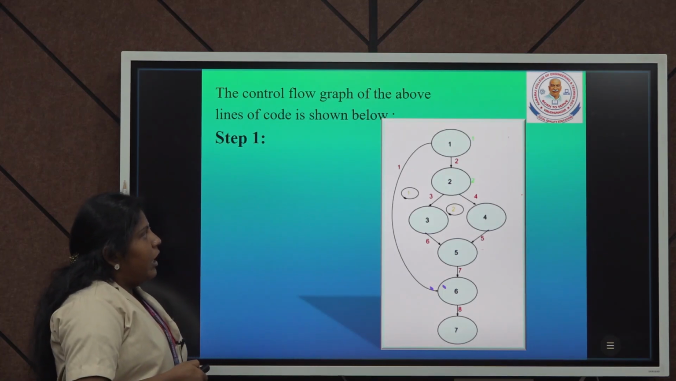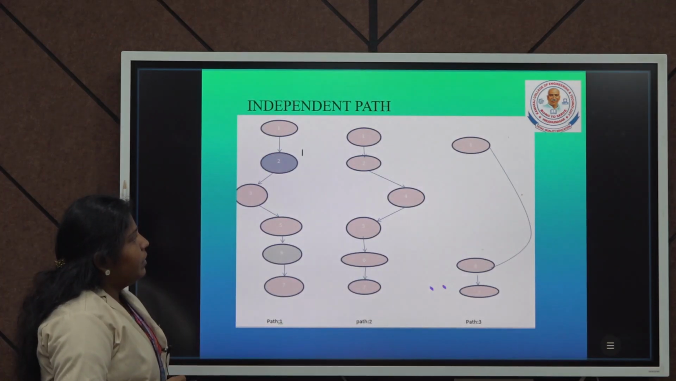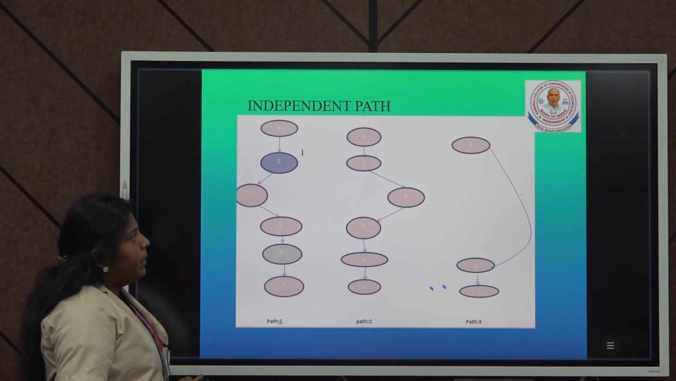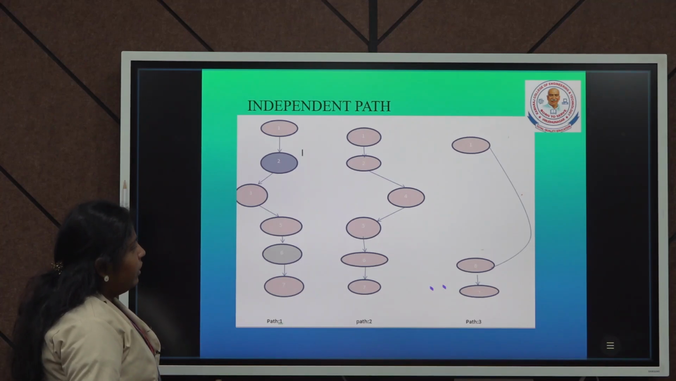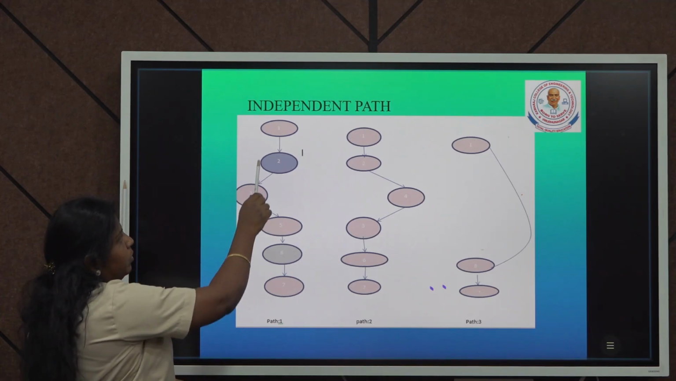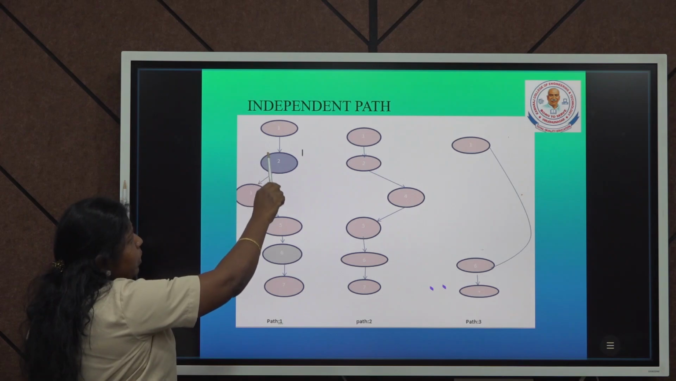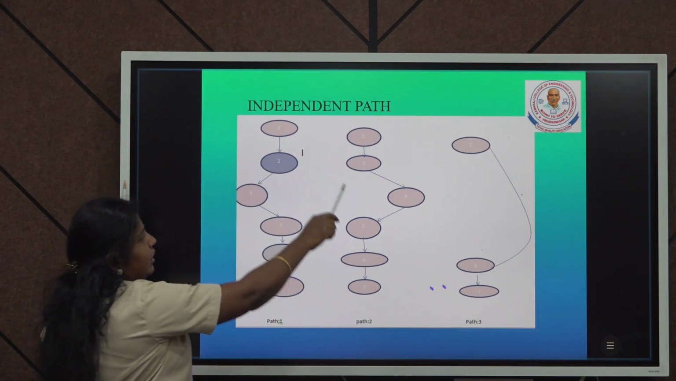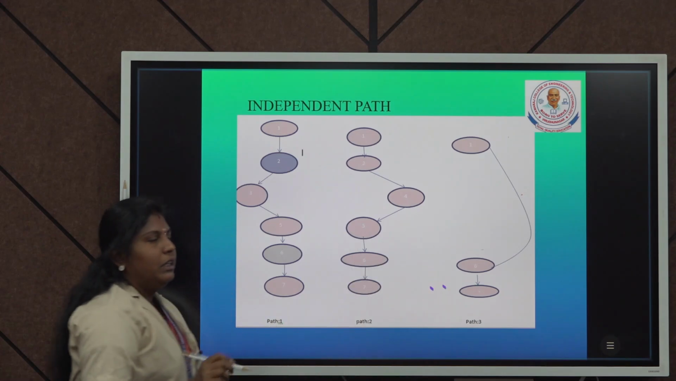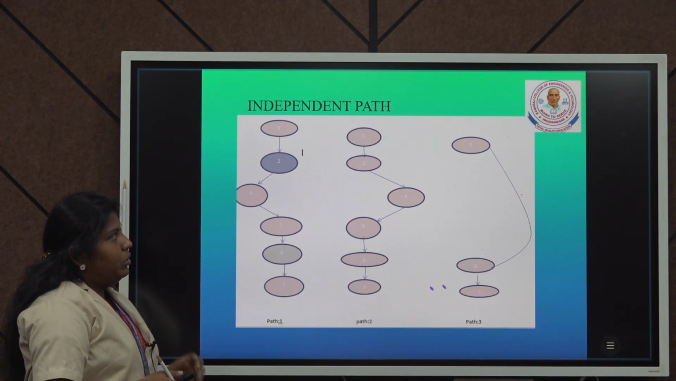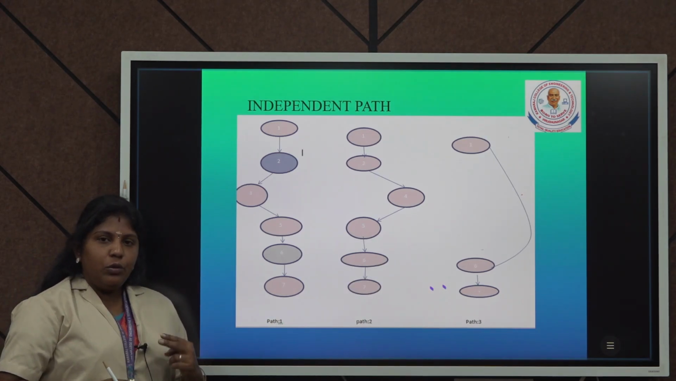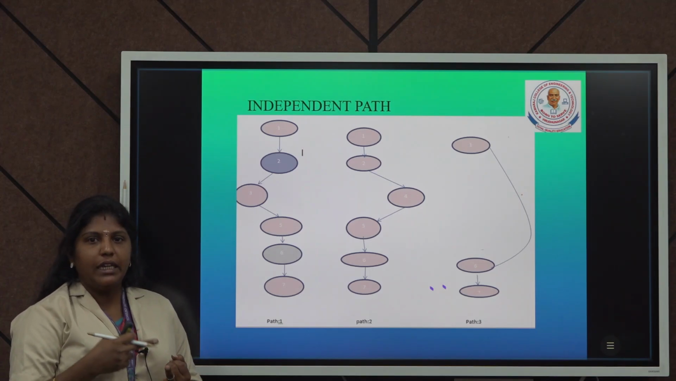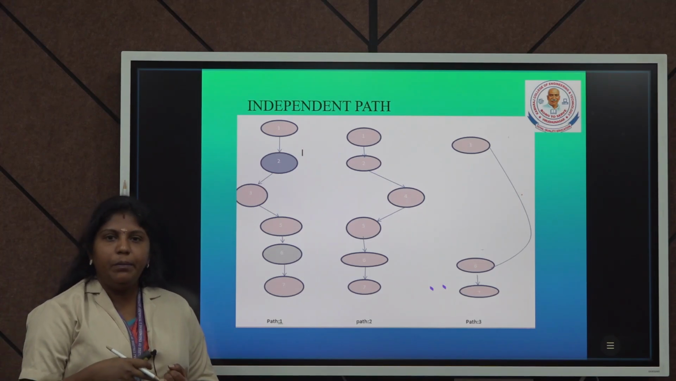So, I will show this by a diagrammatic representation. Here the 3 independent paths are drawn. I already told you that the starting node 1, 2, 3, 5, 6, 7 is one way to get the result, this is another way, and this is the third way. So, now we have covered 2 steps. One, we drew the flow graph, and second, we determined the independent paths.